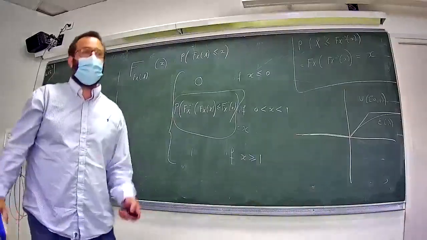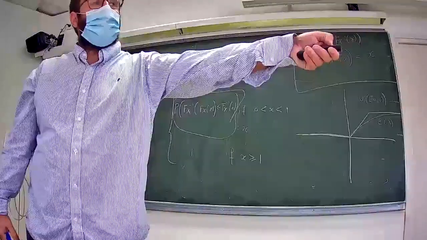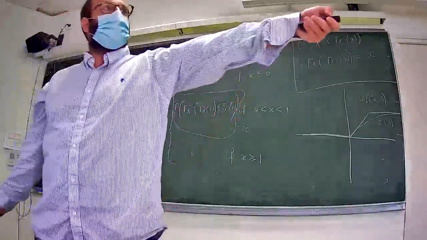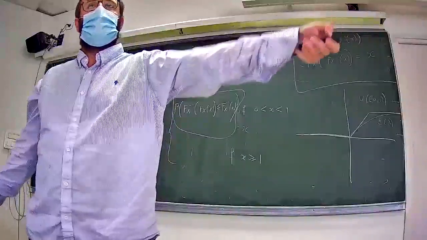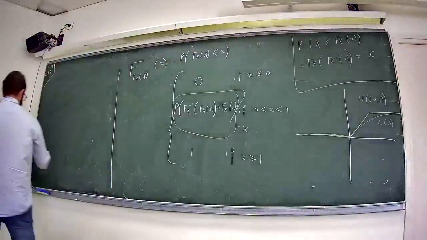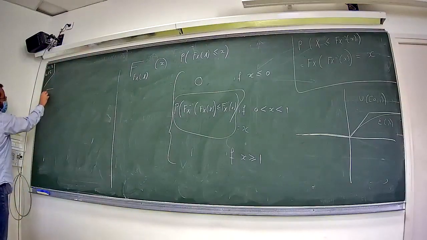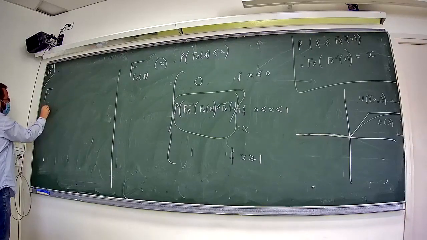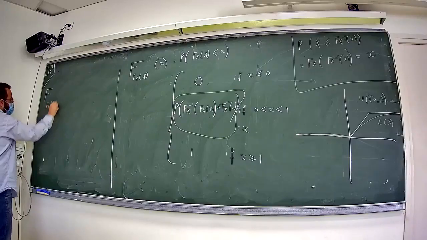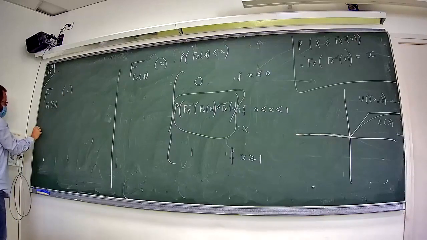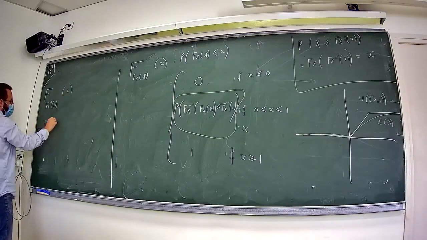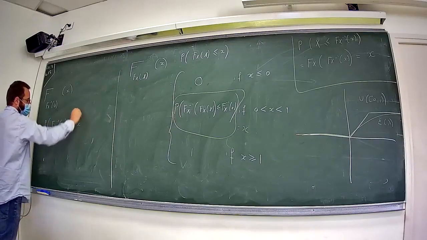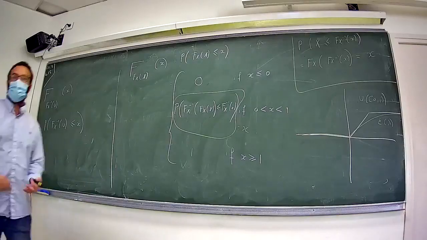So once again, I am interested in FX minus 1 of U. Okay, and I want to prove that it has the same distribution function as X. Okay, so I am interested in the distribution function of what? Of FX minus 1 of U. That is by definition the probability that FX minus 1 of U is less than small x. Okay?